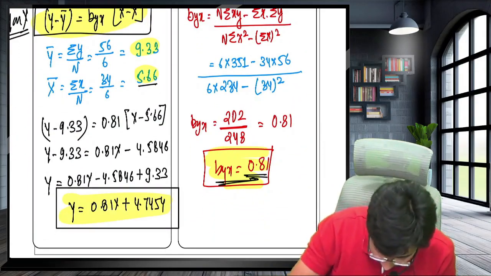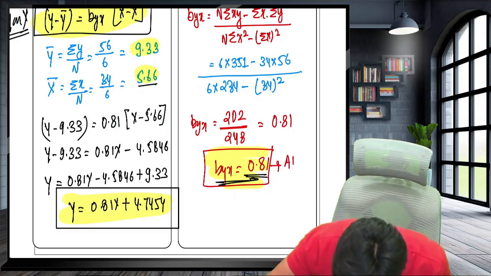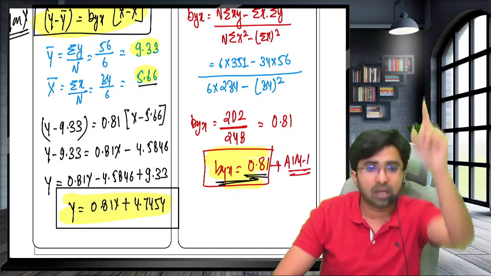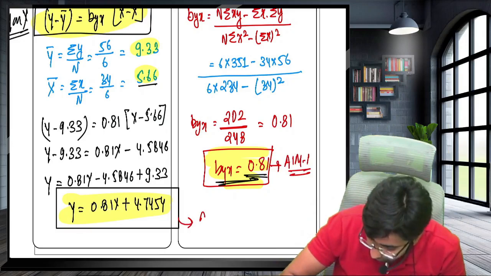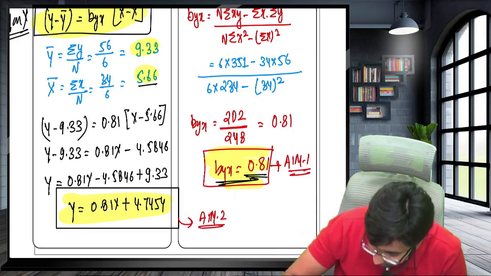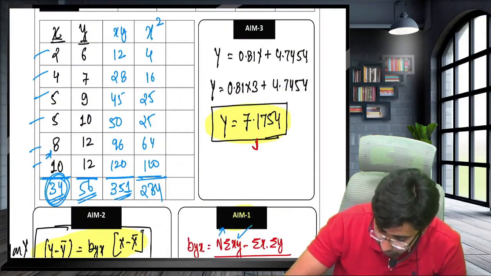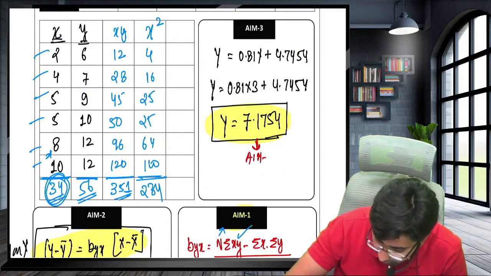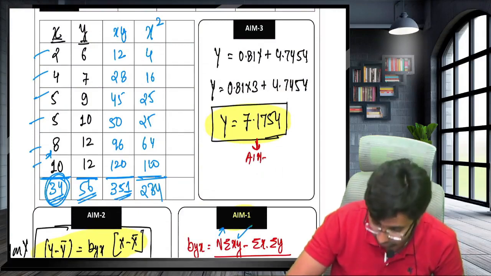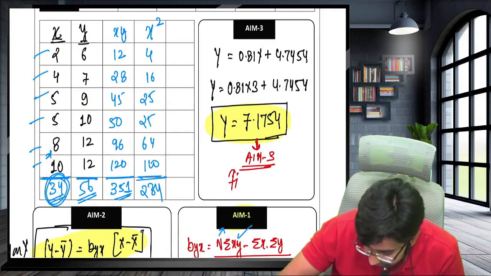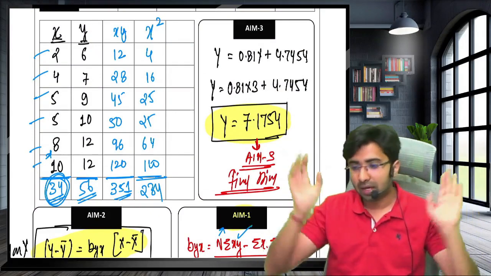Guys, see, write down: this was your aim number 1, you computed b. Now this was your aim number 2, you computed the regression equation. Now you achieved your final aim: you estimated the value of one variable when the value of x was known. This is your final aim. Guys, is this point clear?